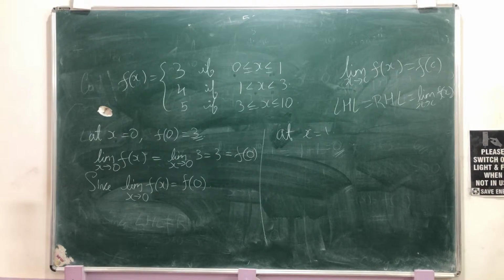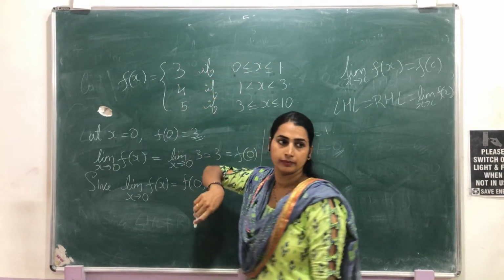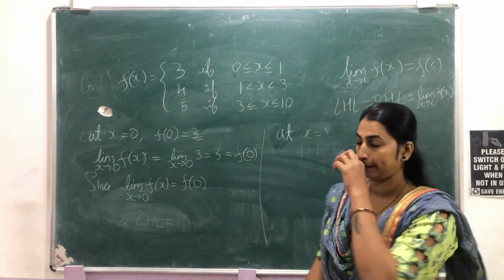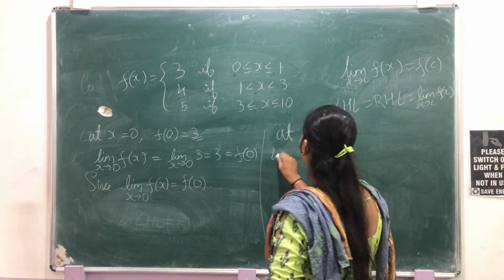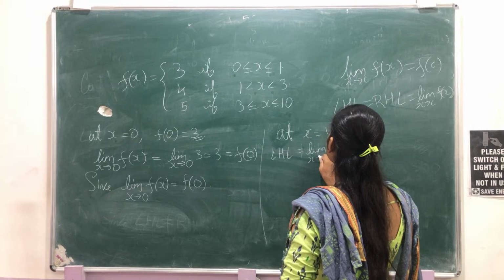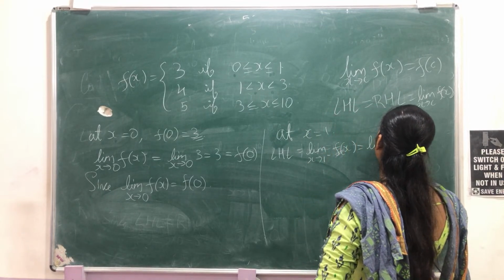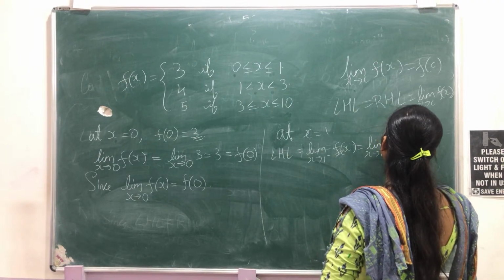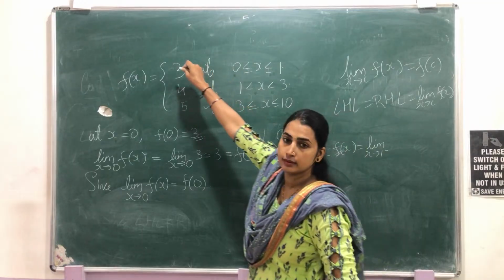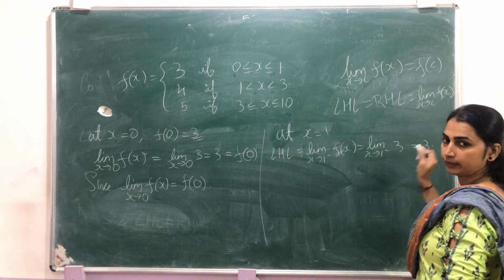Three for less than 1, and 4 for greater than 1. What is the left hand limit? Limit x tends to 1 minus f of x, so the left side of 1. Less than 1 is 3, so it is 3.